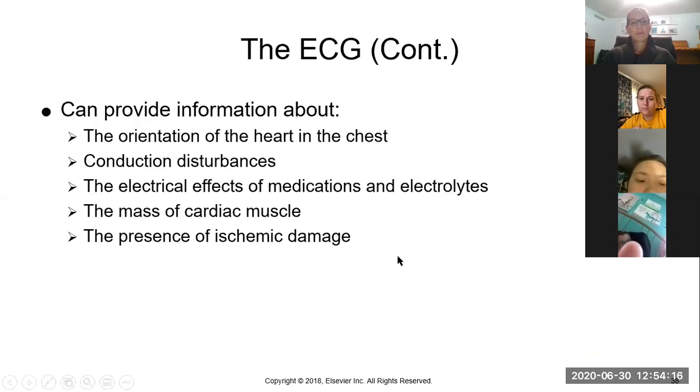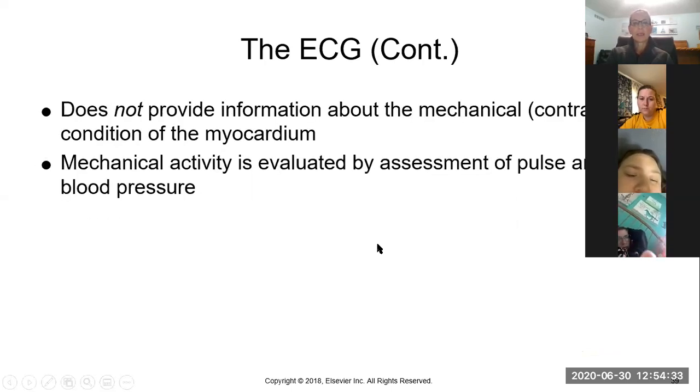They can provide information about the orientation of the heart in the chest, conduction disturbances, electrical effects of medications and electrolytes, the mass of cardiac muscle, and the presence of ischemic damage. Okay, it does not provide information about the mechanical contraction condition of the myocardium, or the mechanical activity, which is evaluated by assessment of pulse and blood pressure. Okay, so it cannot provide information about the mechanical part.